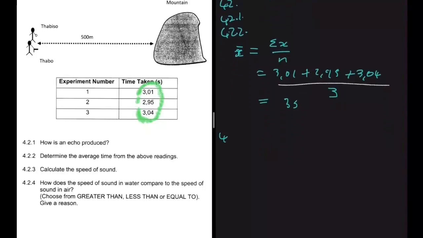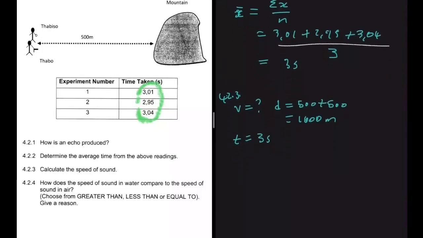And then let's go and do the next question, 4.2.3. It's saying let's calculate the speed of sound. So we need velocity, right? But then we have the distance. We know that the sound waves travel 500 meters to the mountain and 500 meters back to the point. So we can say that our distance is 500 plus 500 because the sound waves travel to and from the mountain. So our distance will be 1000 meters. But what is our time? We just calculated it in 4.2.2, right? Our time is 3 seconds.